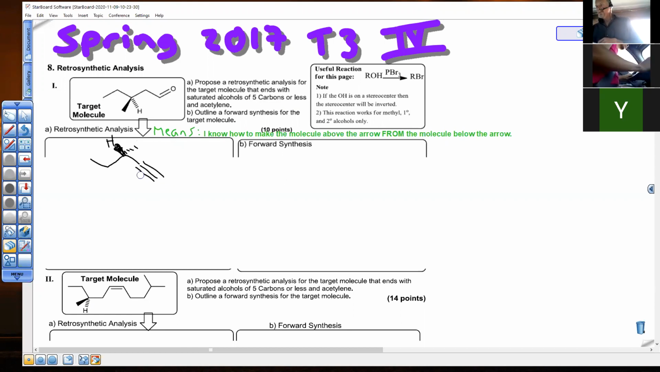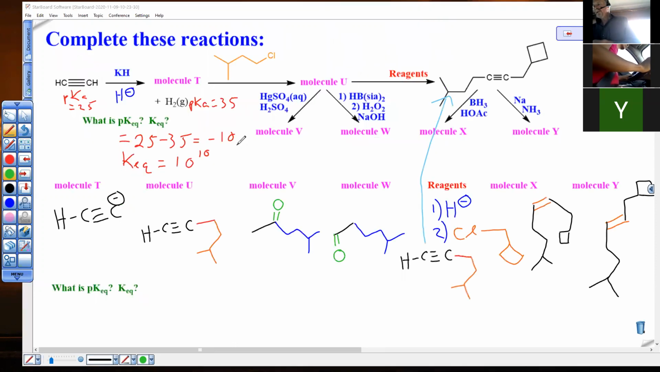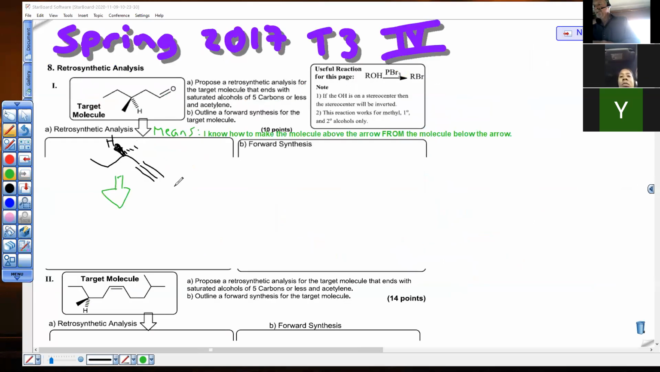And what's going on? We have that. And let's draw this arrow and see if you know what it means. What does this arrow mean? It means exactly what I said beside the other arrow. I know how to make the molecule above the arrow, so I know how to make this molecule from whatever is below the arrow. Okay. Well, how did I make the molecule before it became an aldehyde? It was U, wasn't it? Where did U come from? It came from T reacting with this orange piece. What was T? So U came from these two things. Acetylide and a carbon with a leaving group that has the right number of carbons. Okay, acetylide is just the two carbons. And here we go. Acetylide is the two black carbons here.